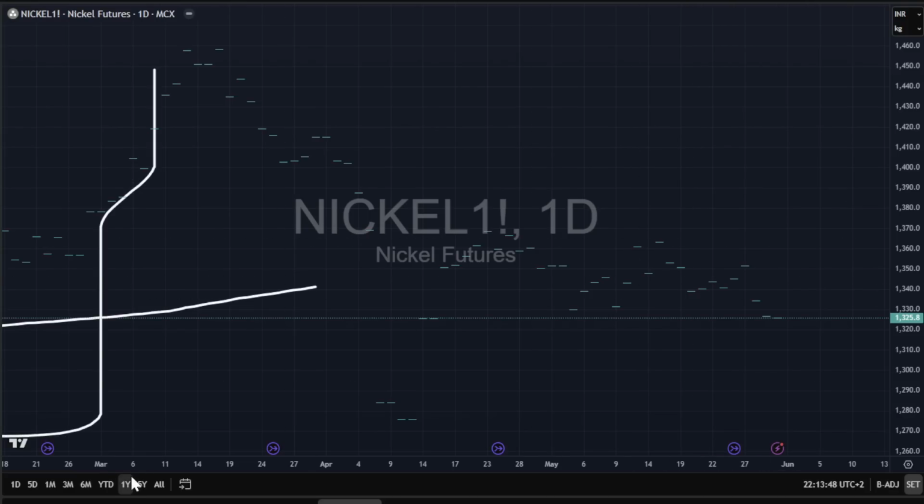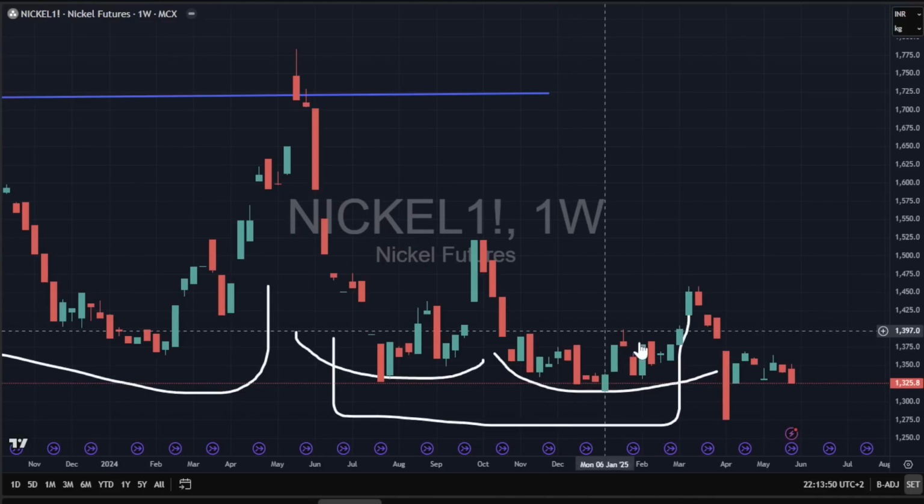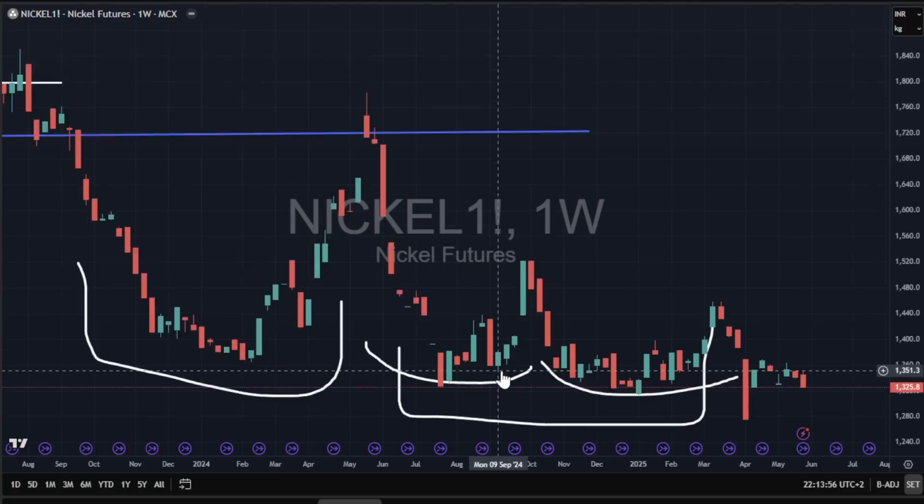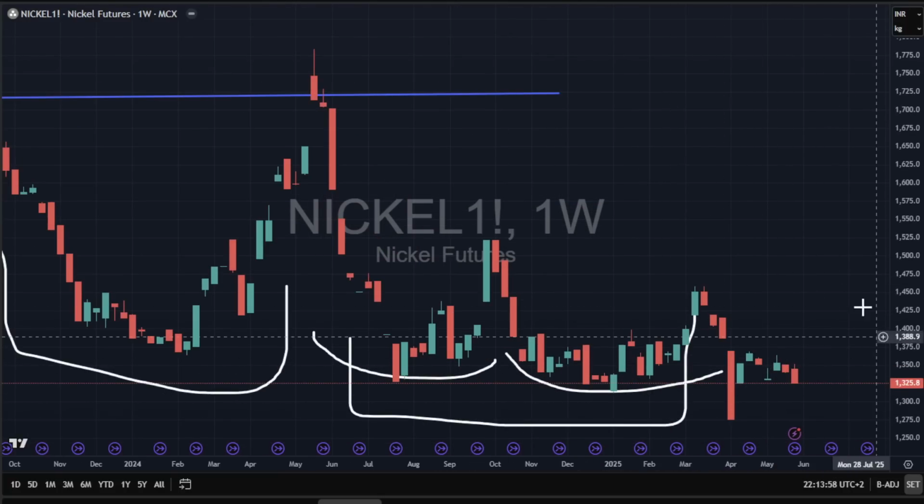Nickel is down slightly, and again, we're just chopping sideways. A little bit more selling pressure this past week, but again, we're trying to find a bottom. We just haven't found it yet, and I don't see the big green candlesticks coming in yet.